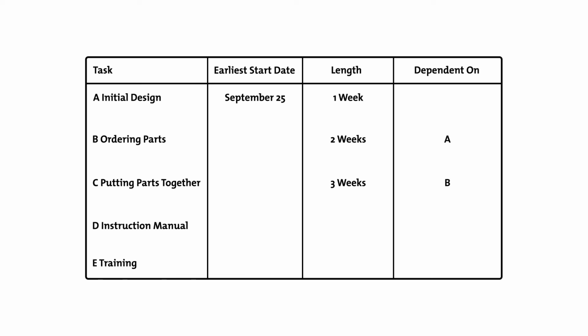You'll also need to have an instruction manual written. This is task D and can be started at any time. It will take 2 weeks to complete. Finally, once tasks C and D are finished, you can do task E, training. This will take 1 week.